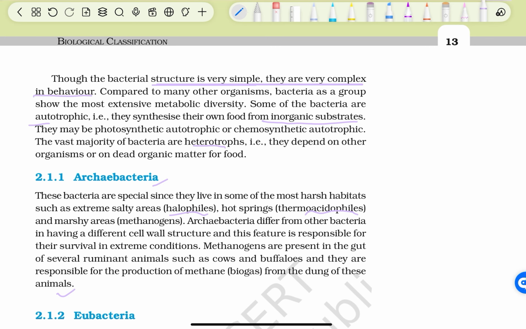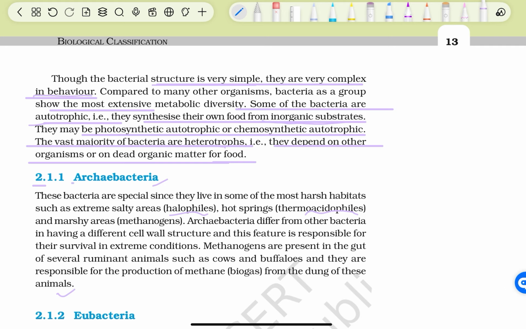So the bacterial structure is very simple, but they are very complex in behavior. Compared to many other organisms, bacteria as a group show the most extensive metabolic diversity. Some of the bacteria are autotrophic. It means they synthesize their own food from inorganic substances. They may be photosynthetic autotrophic or chemosynthetic autotrophic. The vast majority of bacteria are heterotrophs. It means they depend on other organisms or on dead organic matter for food.